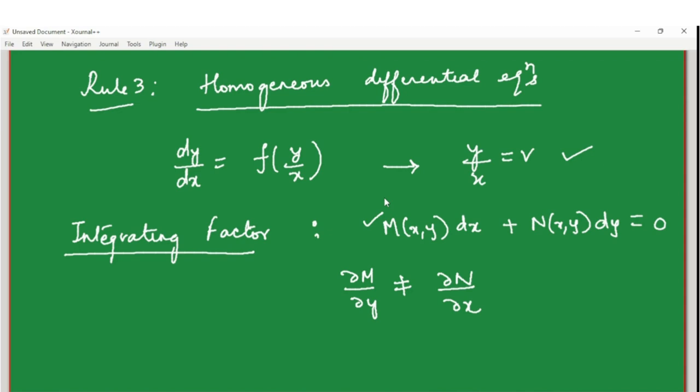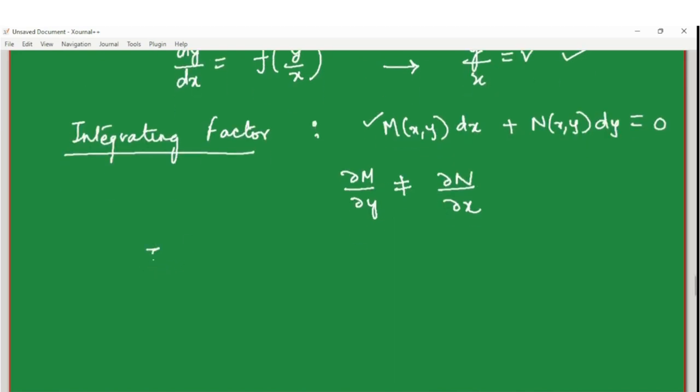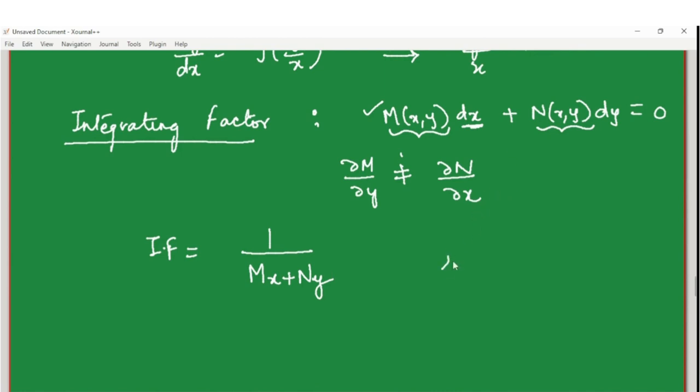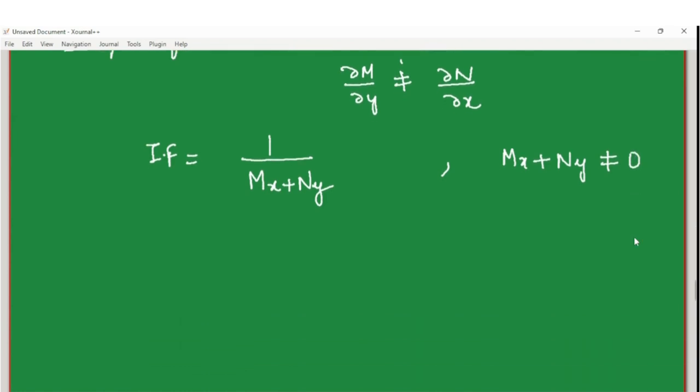Suppose that's the situation, then an integrating factor which can help us to make it exact is 1 upon Mx plus Ny. So you multiply the function appearing with dx by x, and add it to the product of N with y. Obviously this would make sense only when Mx plus Ny is non-zero. Otherwise this technique will not be applicable because division by 0 is not allowed.